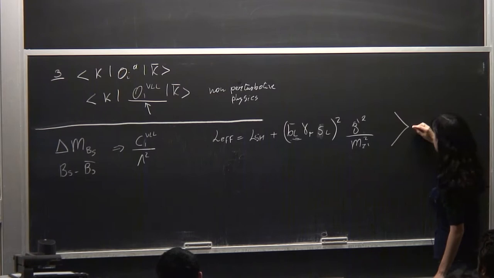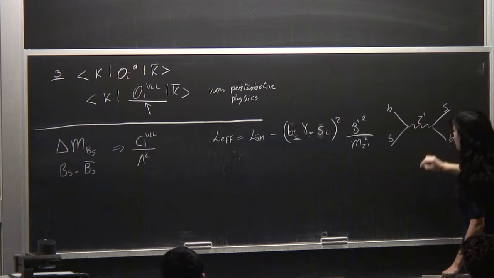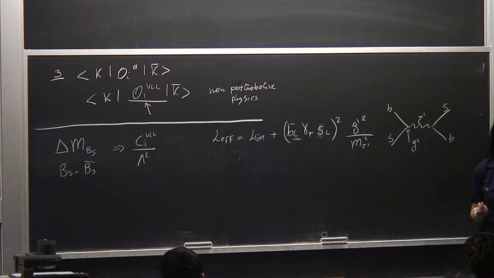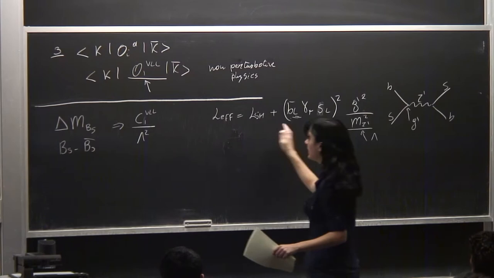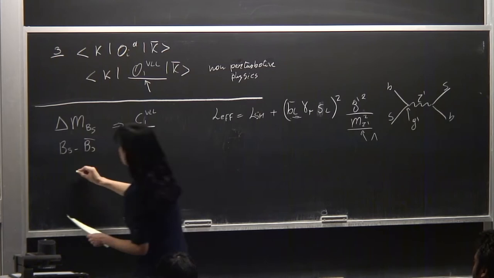We have a B and an S quark, then here is the Z prime, the g prime here is my coupling, and the mass is this guy here. Of course, this is the lambda, the new physics scale that I want to probe. So let's see what is the difference in mass that I'm generating because of this effective Lagrangian. This will be equal to the standard model contribution plus new physics.